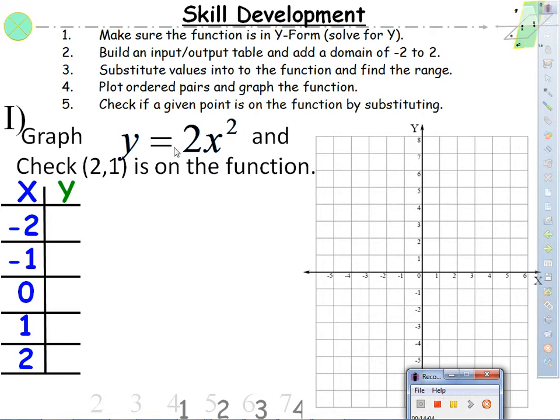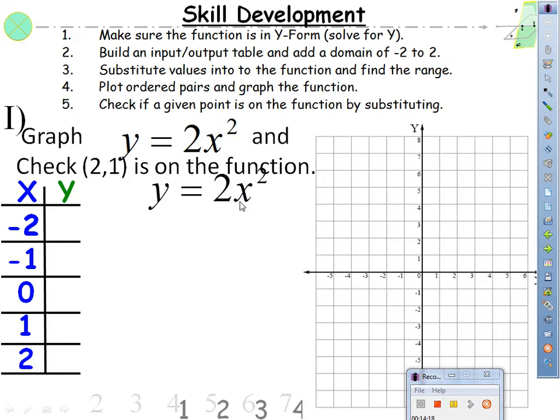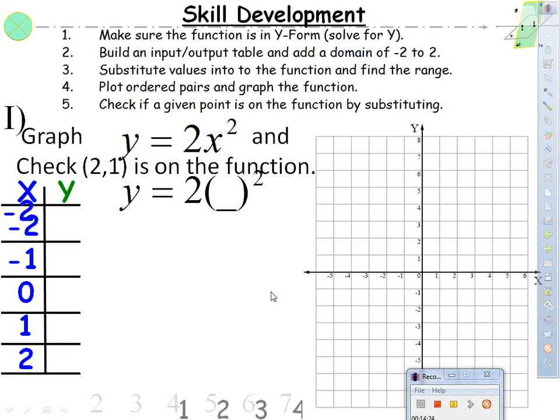So let's rewrite our function, but instead of x, I want you to open up a parenthesis, because we're going to substitute values in there to get our table filled. Instead of x, we're going to open parentheses. And what is our first value that goes in there? -2. So we bring -2 over. And if we use order of operations, we do the exponent first, right? This means -2 squared. What does that mean? -2 times -2, which is 4. So what is 2 times 4? 8. And that goes in there.